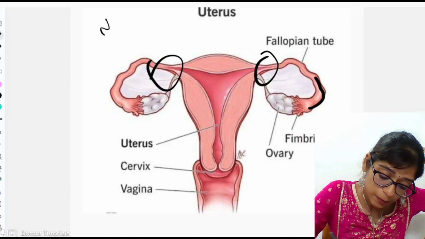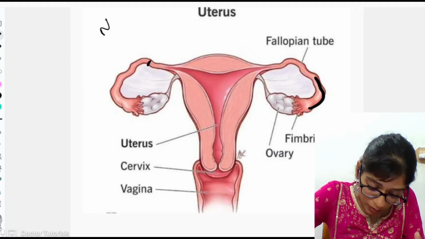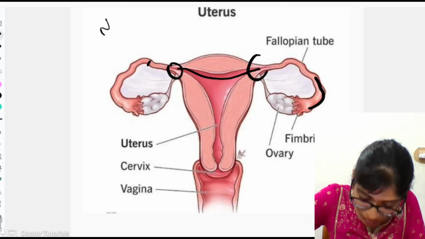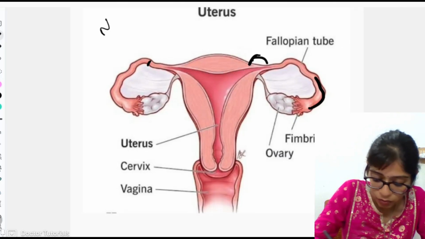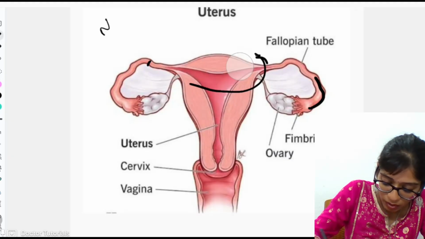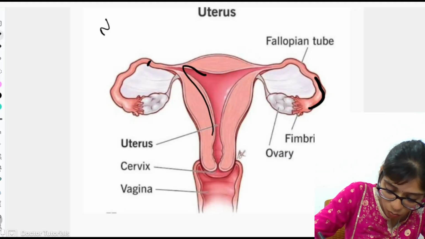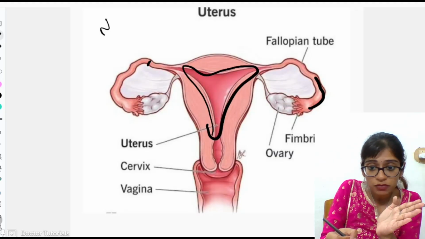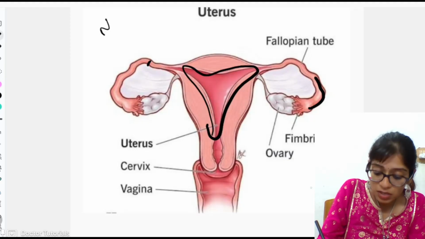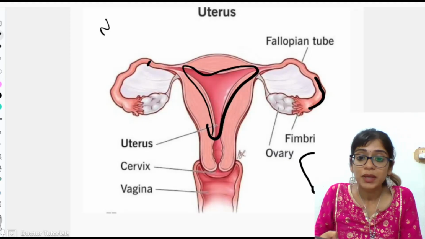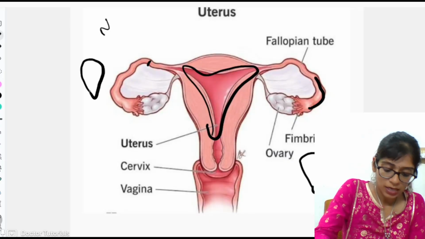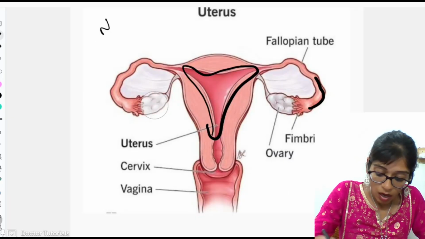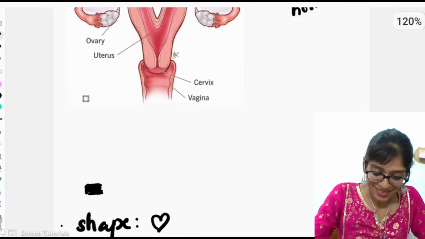See guys, look here. Normally, this horn, this area, is connected to the other horn. Did you understand? See the upper part. So here there is one cavity. And normally the cavity of the uterus is pear shaped. You guys have seen a pear, right? Pear shaped. Now look at the other picture. Now you will understand the difference.